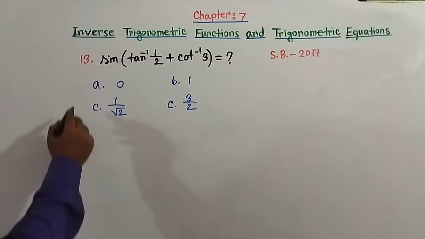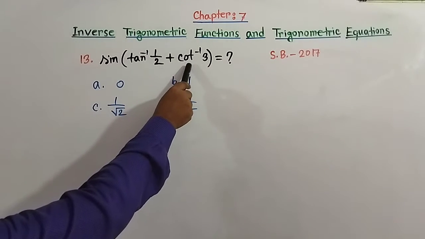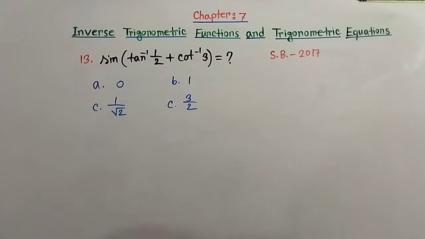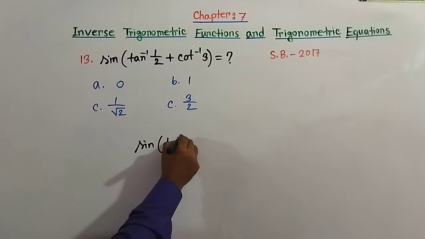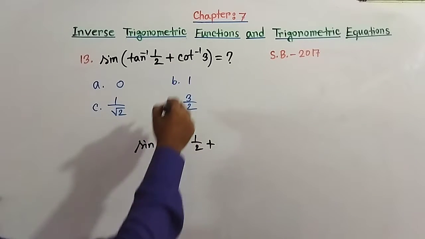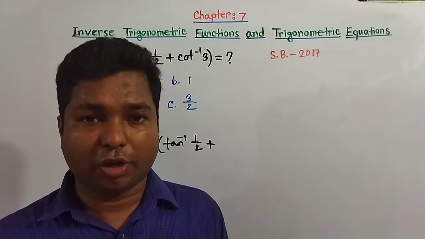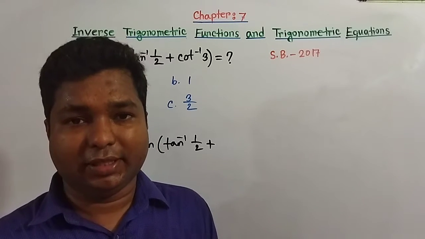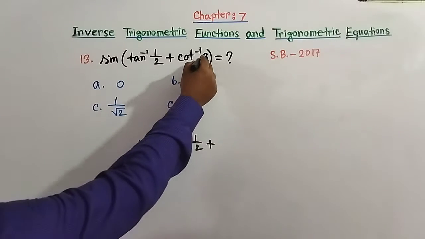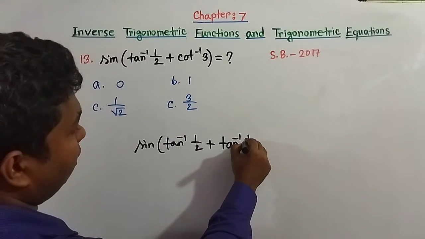Now question number 13, sin of tan inverse half plus cot inverse 3 equals what? Here we have sin of tan inverse half plus cot inverse 3. We can write cot inverse 3 as tan inverse 1 by 3, since we know cot theta equals 1 by tan theta. So cot inverse 3 can be written as tan inverse 1 by 3.